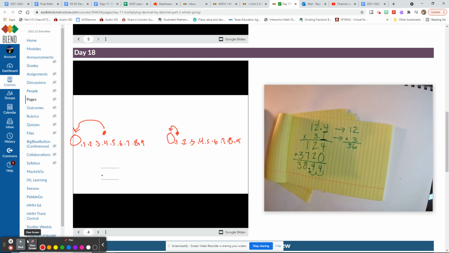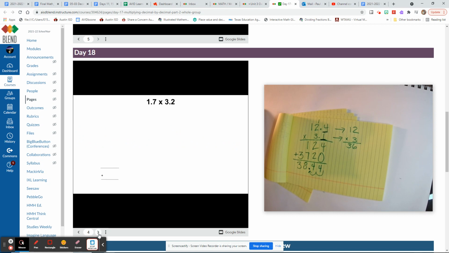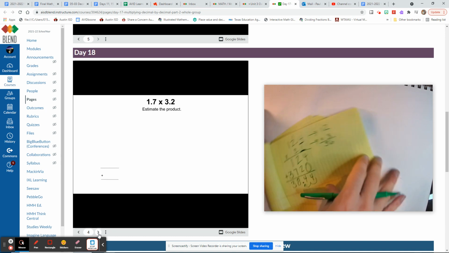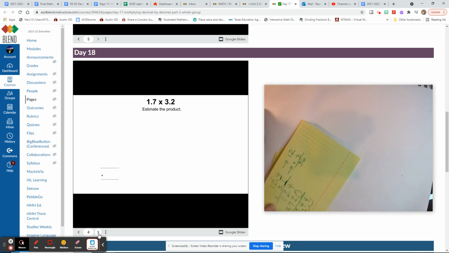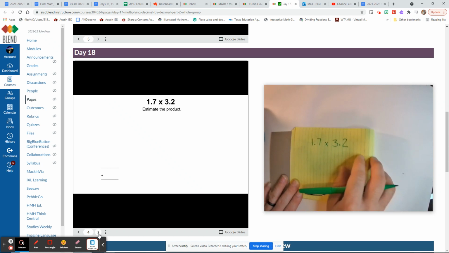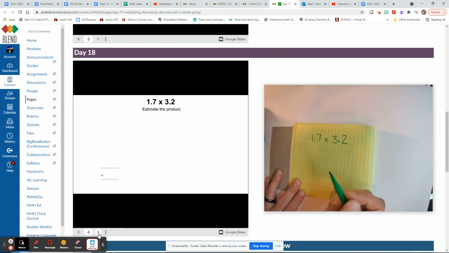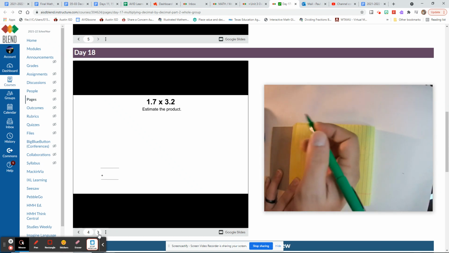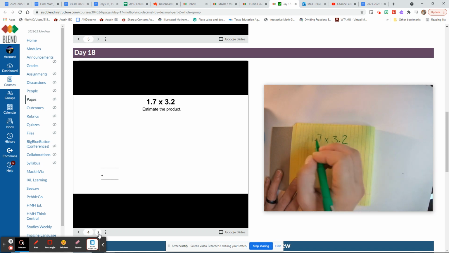Let me actually clear the screen. All right, and then let's check it out. So I have 1 and 7/10 and 3 and 2/10. All right, and they want us to estimate the product. Okay, so on this one we have 1 and 7/10 times 3 and 2/10. Like last time we had a number that had a tens place. This time we have 2 numbers that don't even have a tens place. So we're probably rounding just to the nearest whole number.